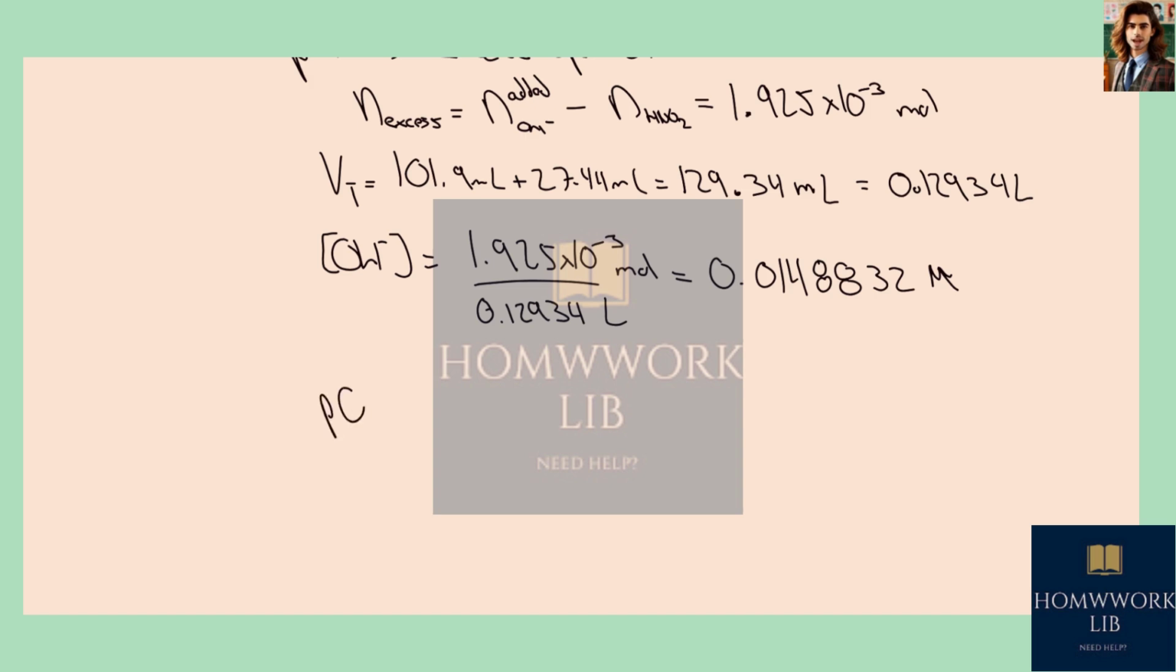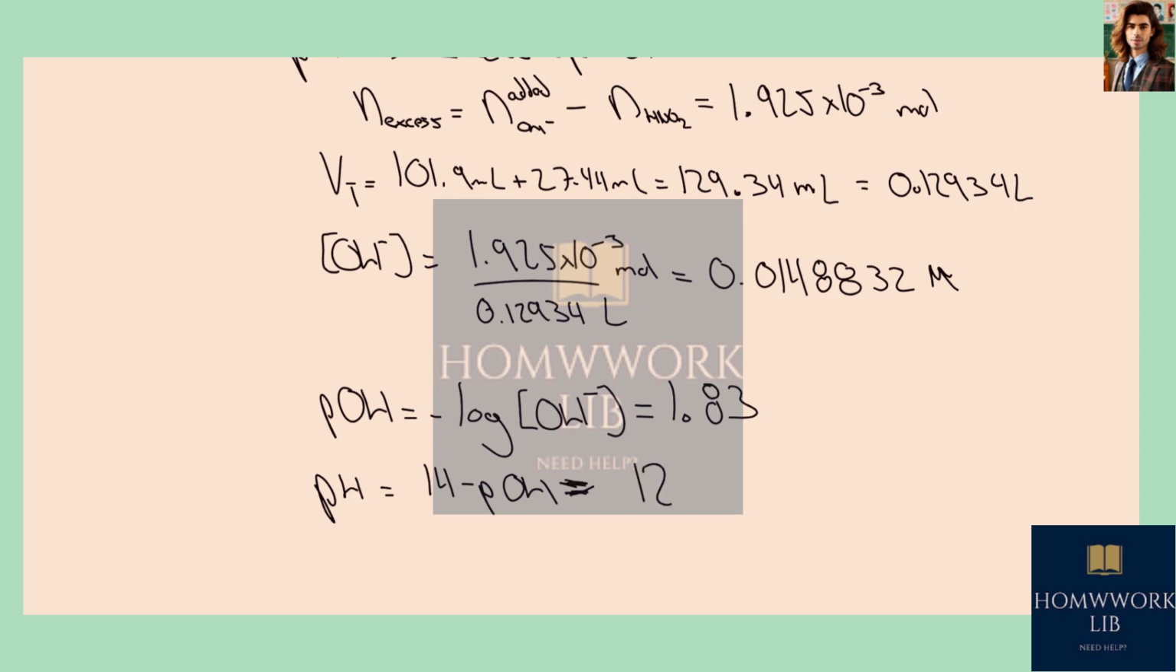We can calculate now the pOH, which is minus the logarithm of the concentration of OH minus, which is going to give us 1.827, and pH is going to be equal to 14 minus pOH, which gives us 12.17. And this would be the pH for our solution. And with that, it would be all.